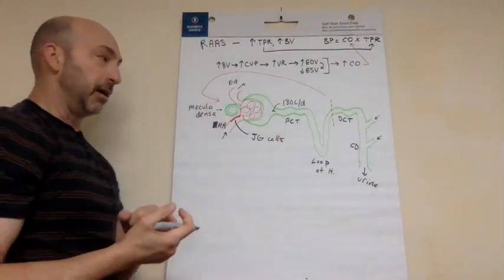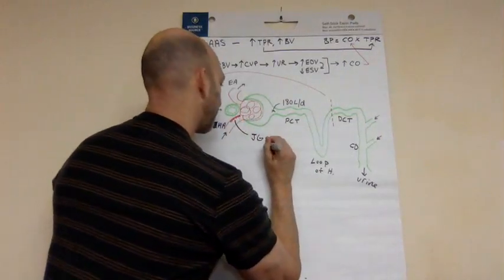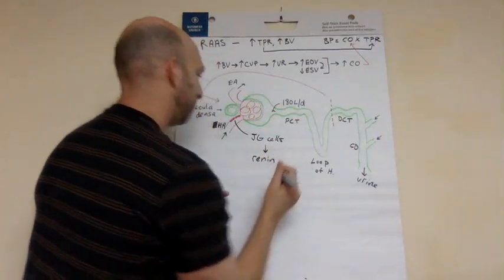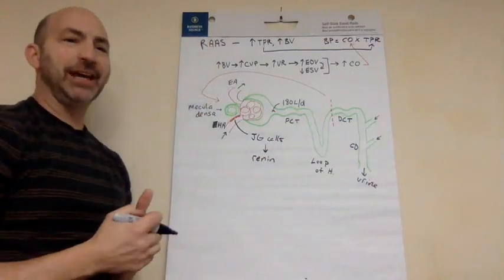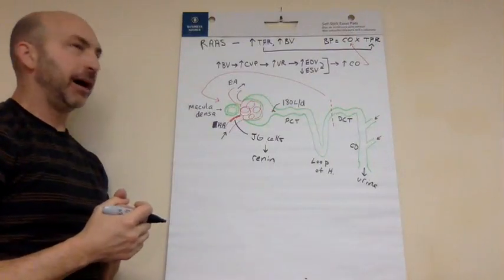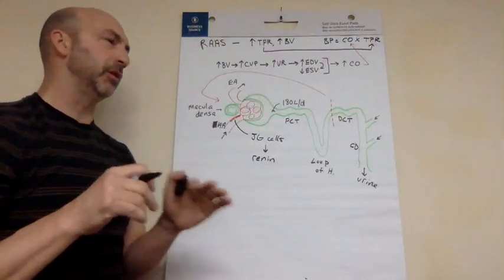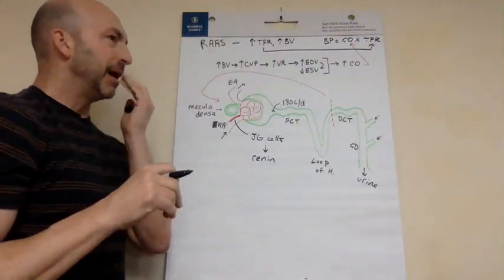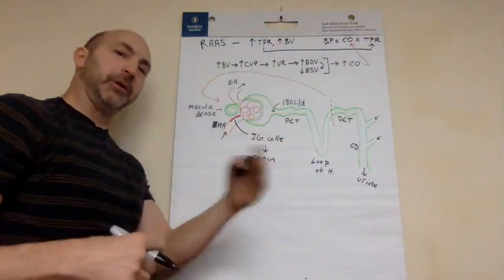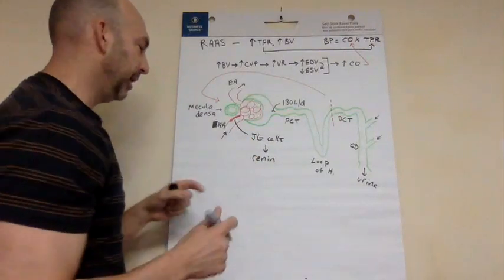So the JG cells produce renin. Right? And again, renin is not a hormone. Renin is an enzyme, and so renin is going to act on a substrate. But before we get to that, let's do the pathway to get to angiotensin 2. Then we'll tell you what stimulates these JG cells to produce renin.